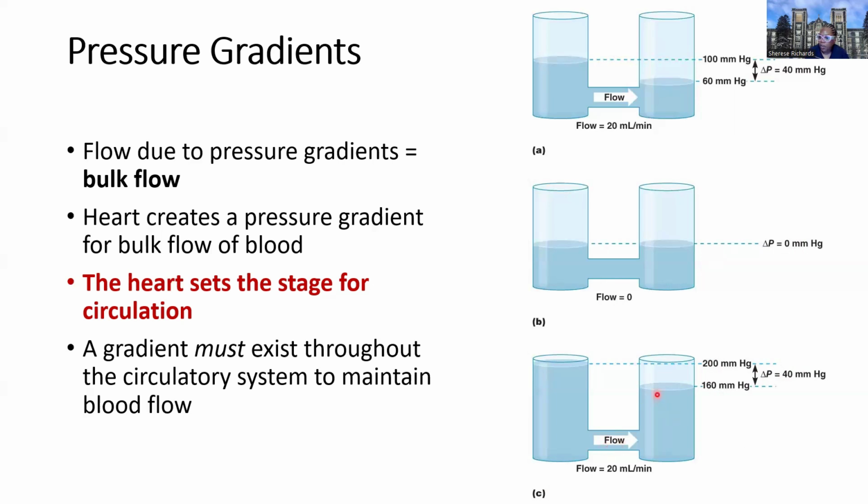And that is to say, if I were to increase the difference here, let's say we had 200 millimeters of mercury on the left side, but we dropped this down to about 100 millimeters of mercury, right? That would cause a bigger differential, a bigger gradient, and that would actually increase our flow.